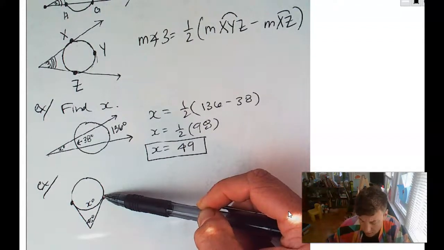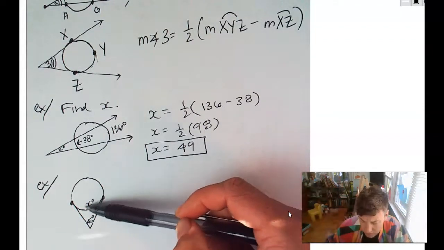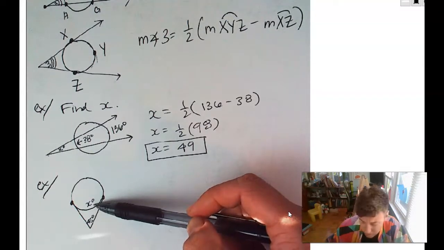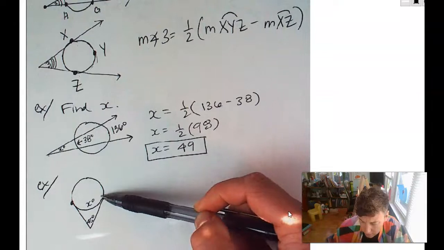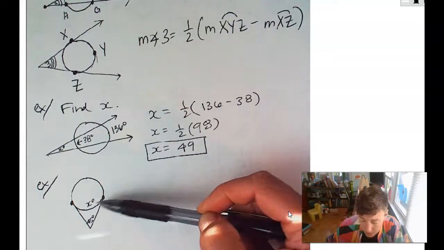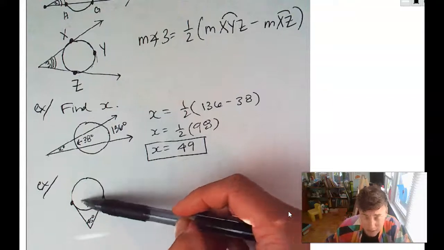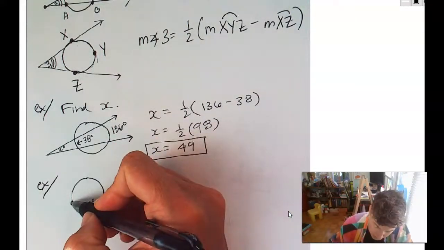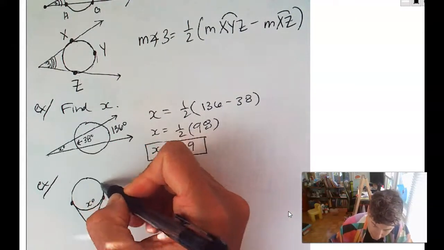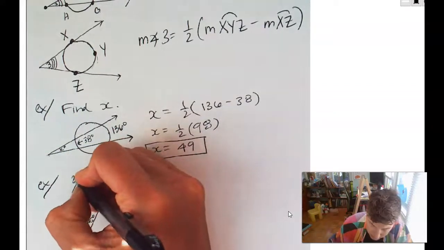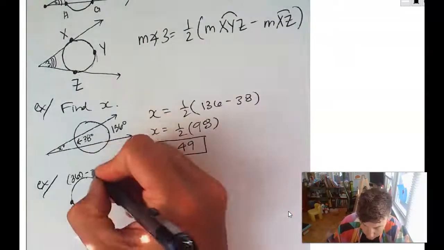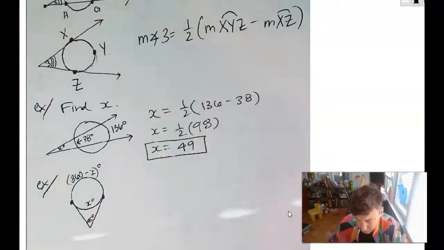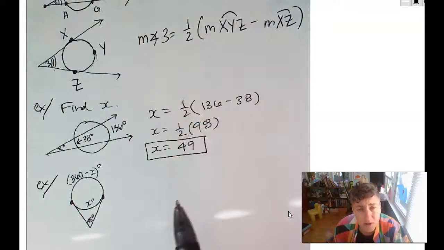Well, let's say, for example, X was 60 degrees. What would this guy be? 300 degrees, because the whole thing has to add up to 360. So that must mean that this big arc over here is 360 minus X degrees. Now we can do this. This looks like situation number 3.